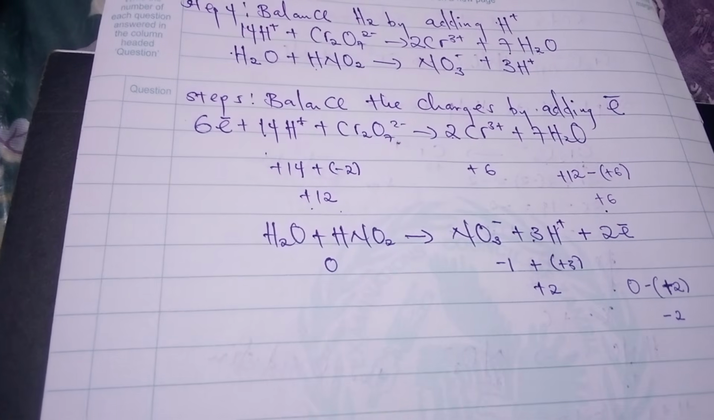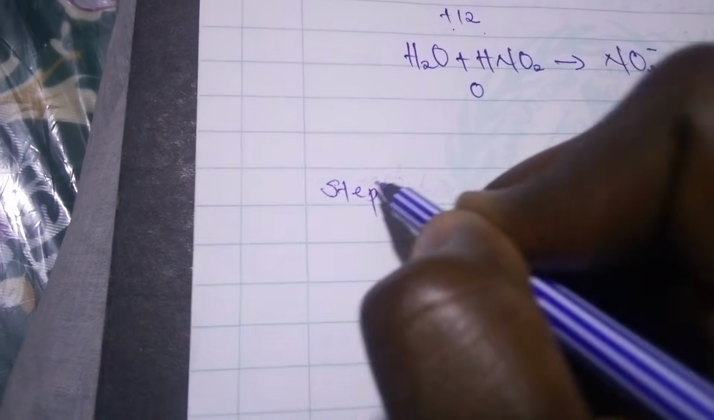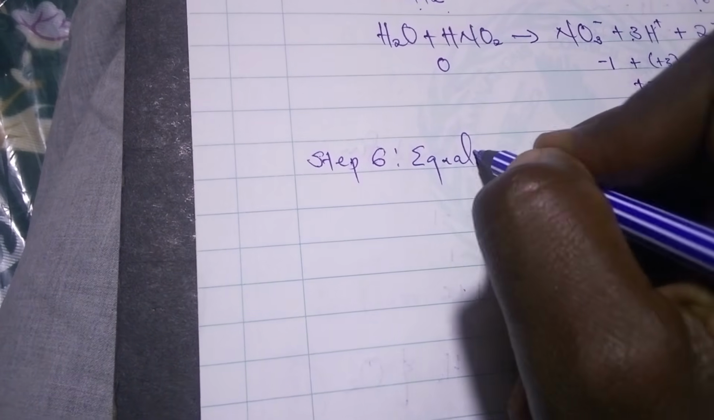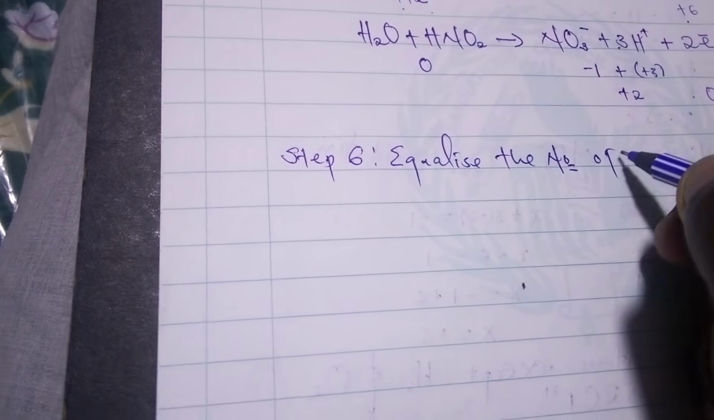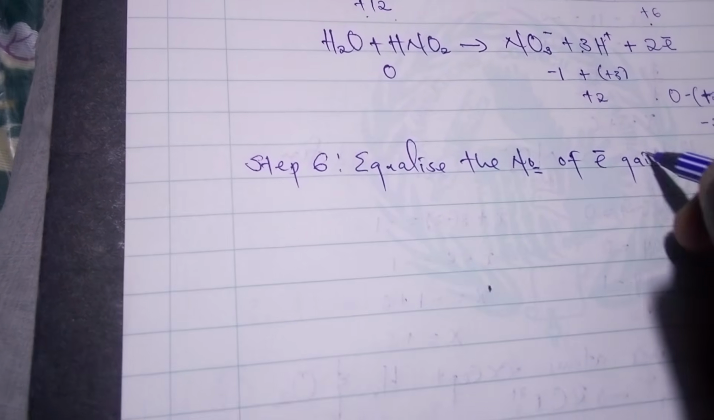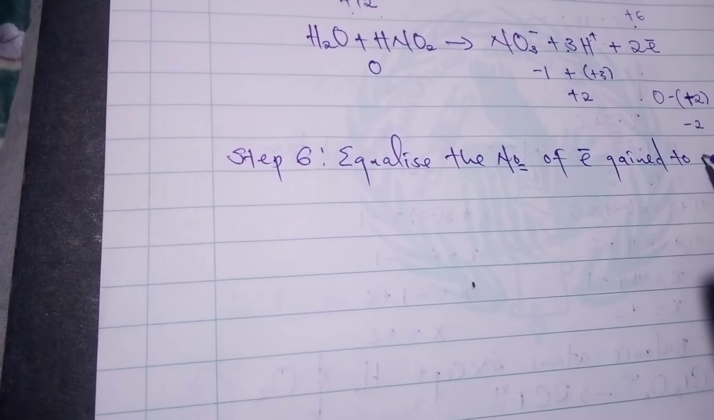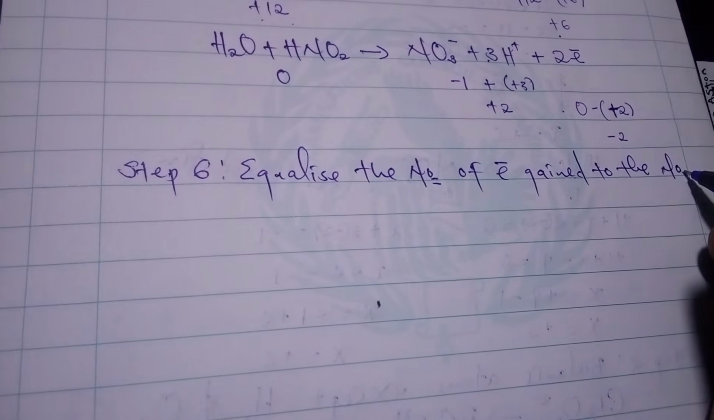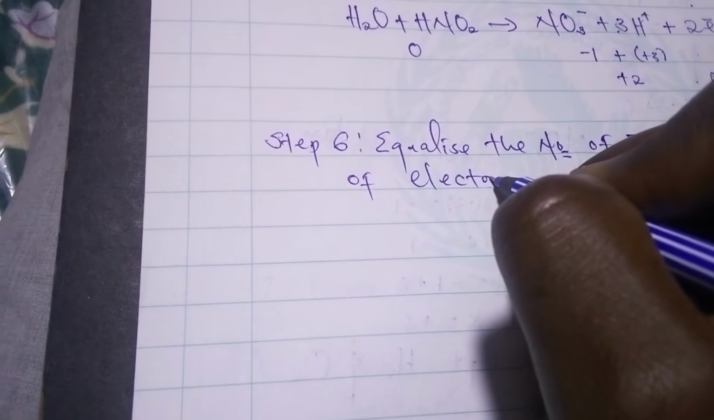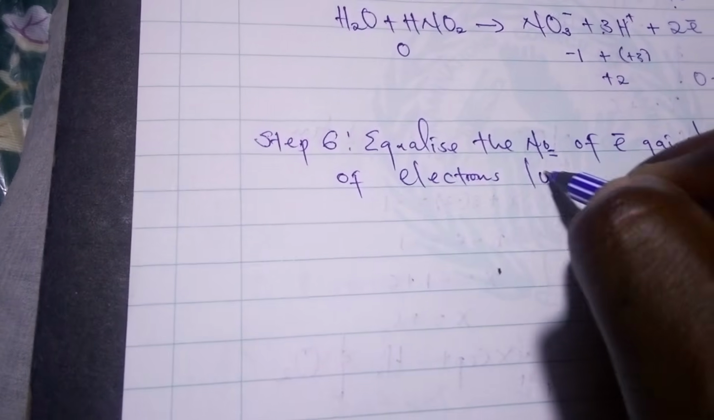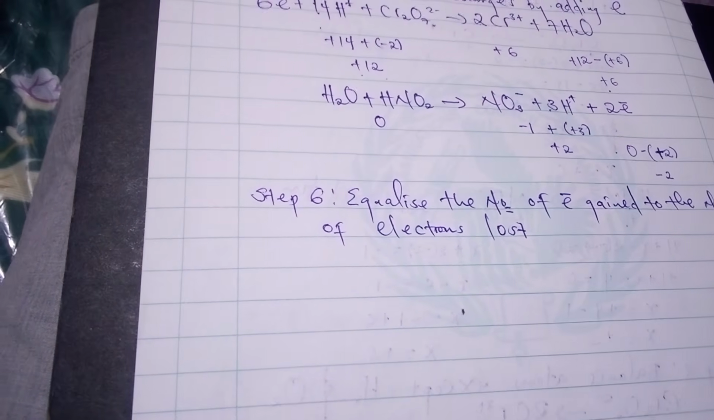So step 6. What you have to do is equalize the number of electrons gained to the number of electrons lost. So how do you do that?